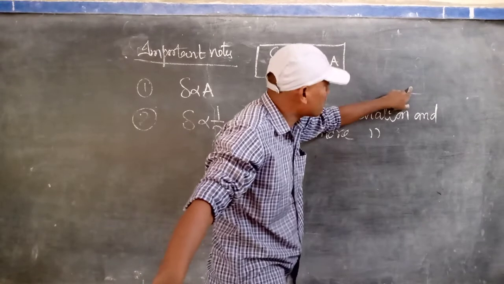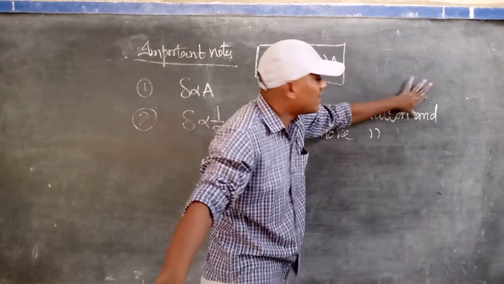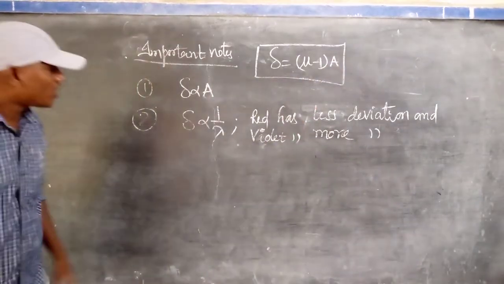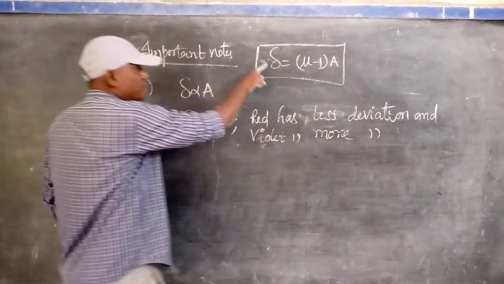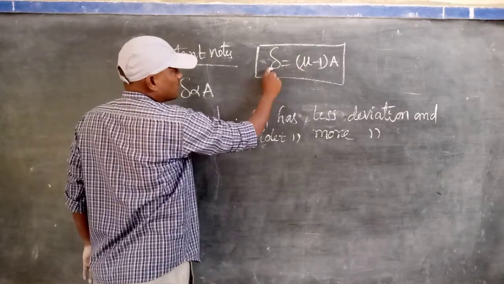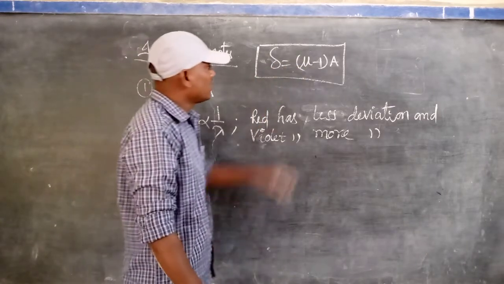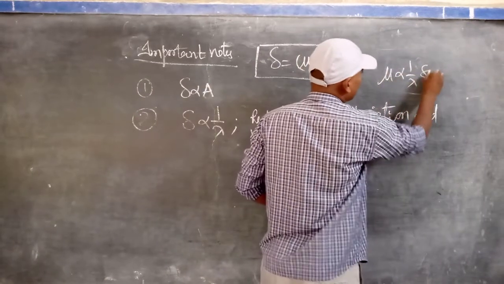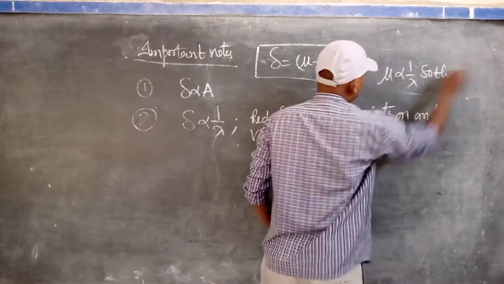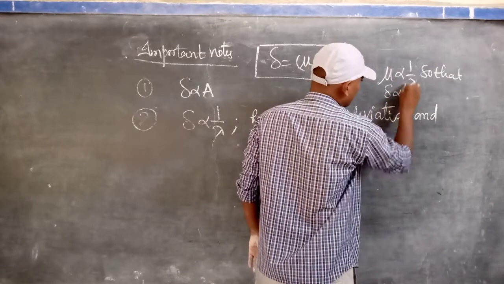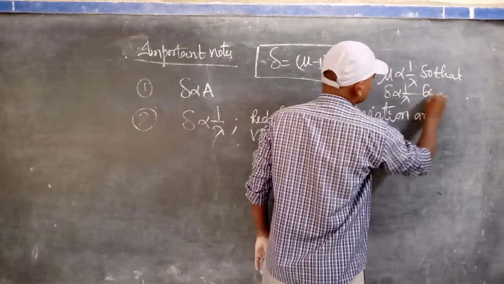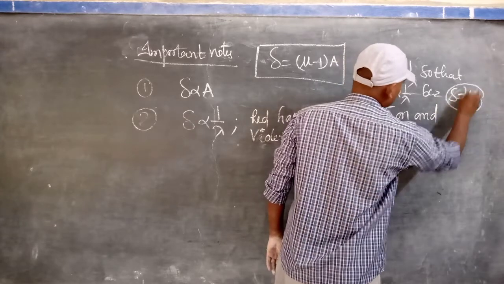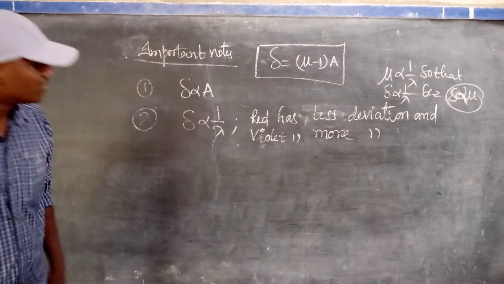But according to this, we know that if mu is more, the wavelength is less. If the wavelength is more, mu is less. So what will happen? The deviation angle and refractive index are both directly proportional. We know that mu is inversely proportional to lambda. So what can you write? Delta is inversely proportional to lambda, because delta is directly proportional to mu. That's all.